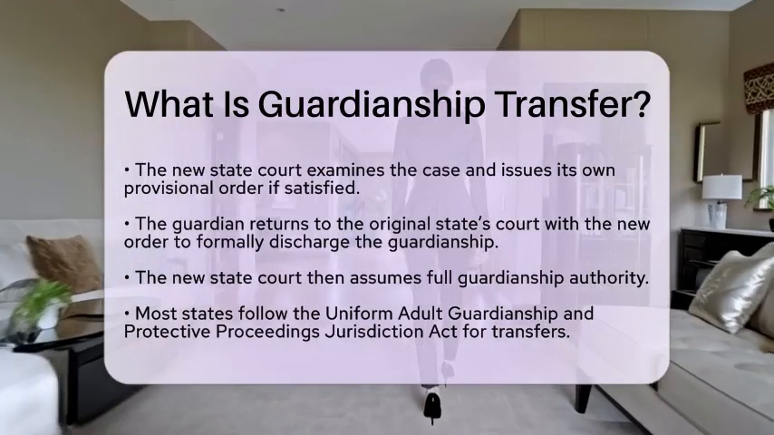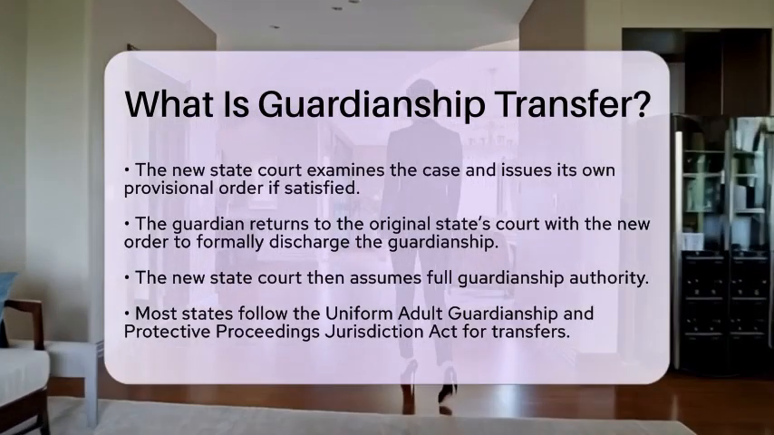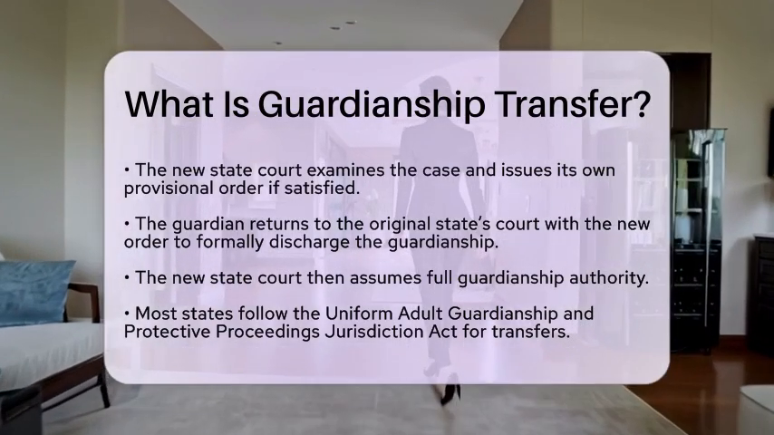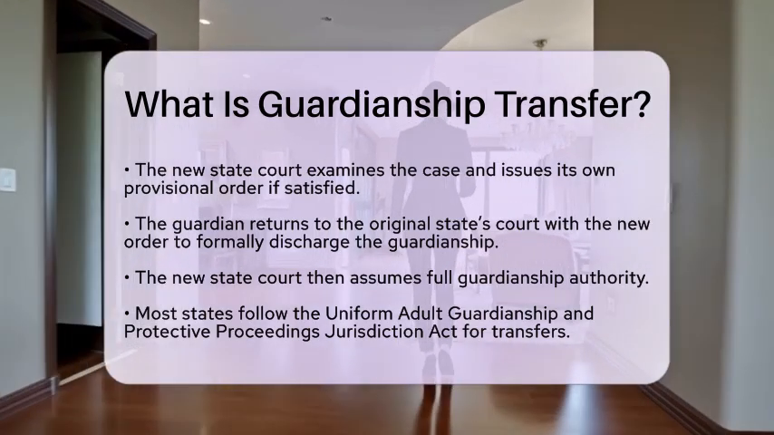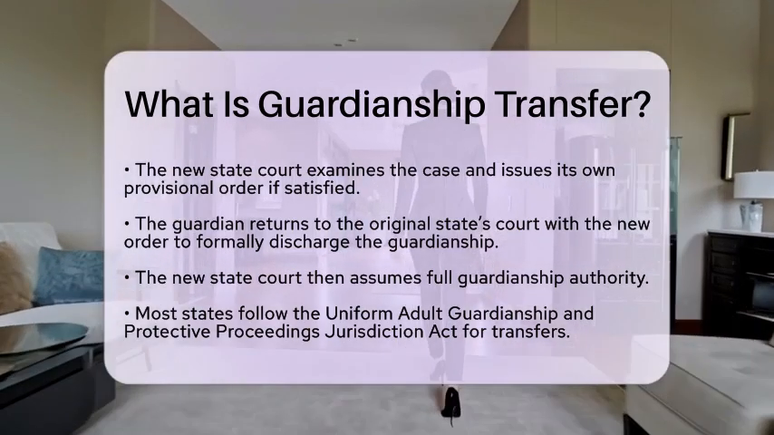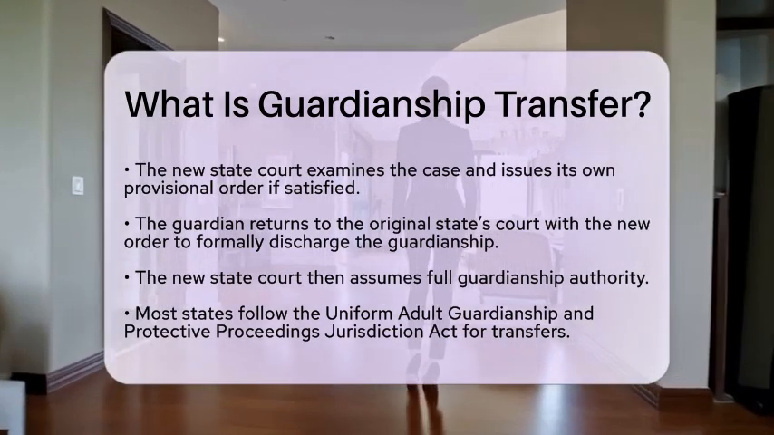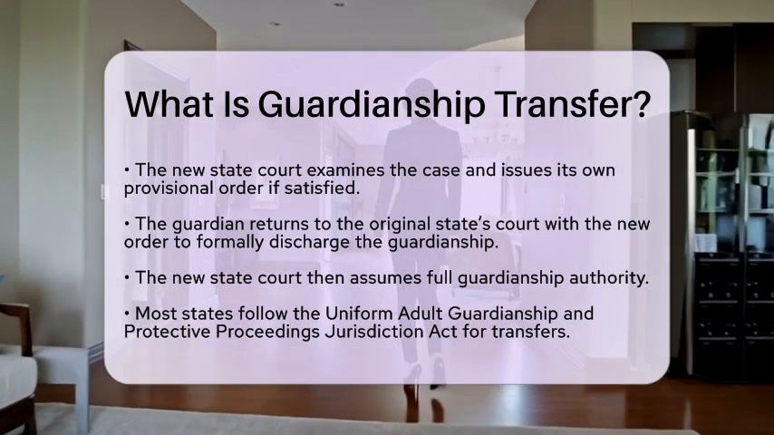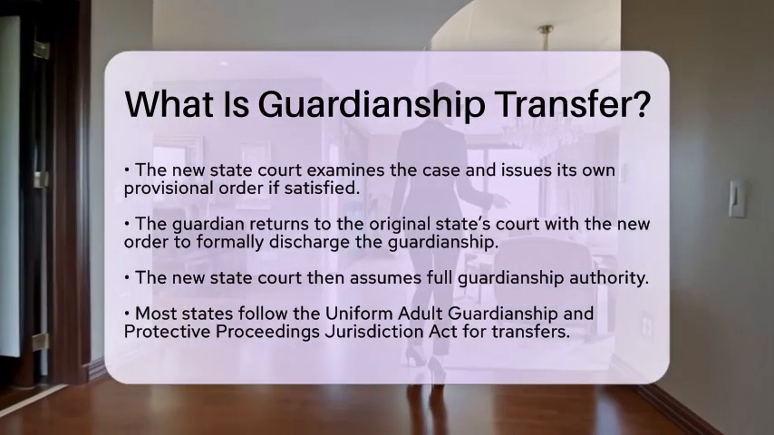Most states follow the Uniform Adult Guardianship and Protective Proceedings Jurisdiction Act. This act provides a streamlined process for transferring guardianships across state lines. However, not all states have adopted this act. In those states, the guardian must start the process anew, which can take more time and cost more money.